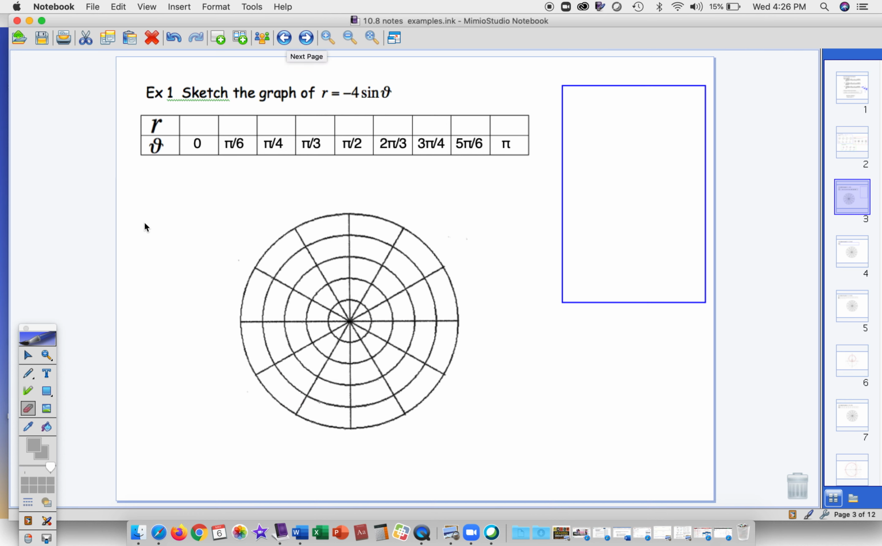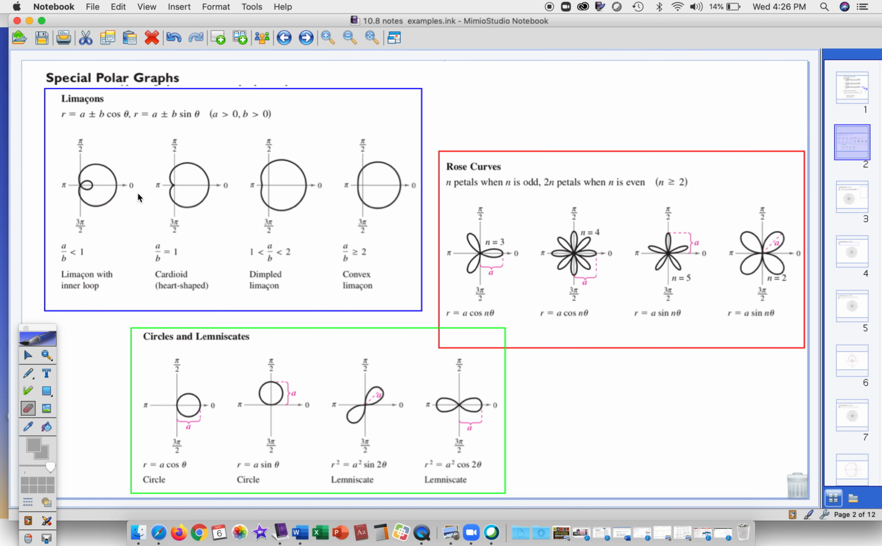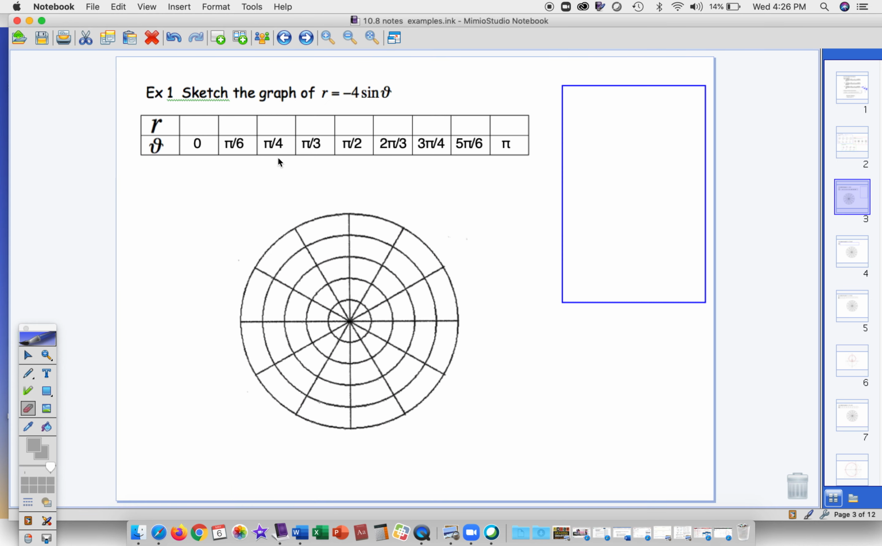So let's get on with our first sketch. Sketch the graph of r equals negative 4 sine theta. When I see this form, and it's going to take a while until you get used to them, I know right off the bat that when I see sine theta, I'm going to have that symmetry over the vertical. It's not easy to remember all of them, but I do remember the circles the best. Anything that has the form a cosine theta or a sine theta is going to end up being a circle.